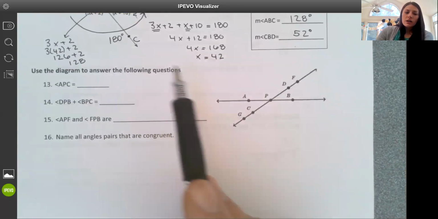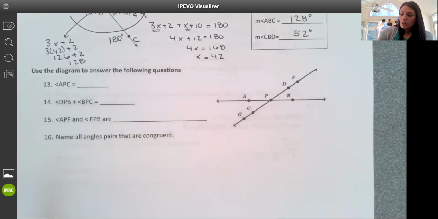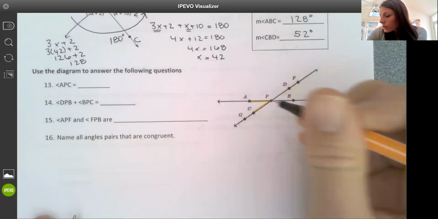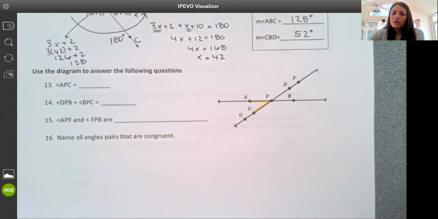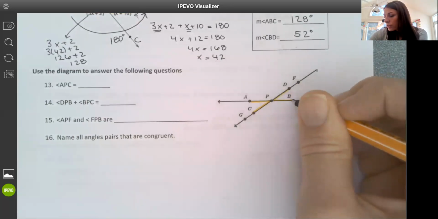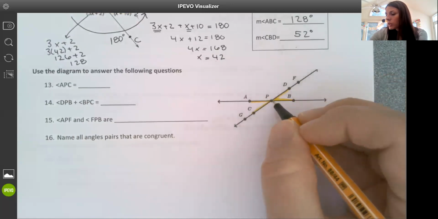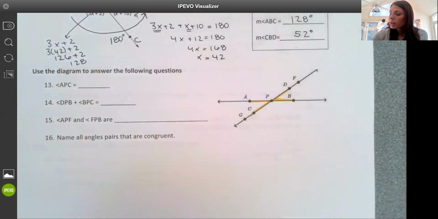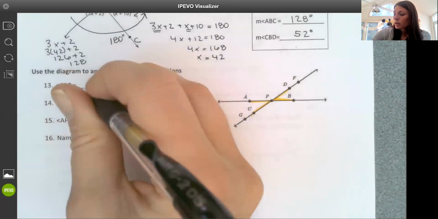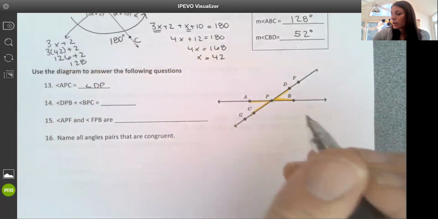Okay, this is again using angle relationship. So APC, which is this angle, is equal to what other angle? And so again, that's using notes 8, where we know that vertical angles are congruent. So APC would be equal in measure to angle DPB.